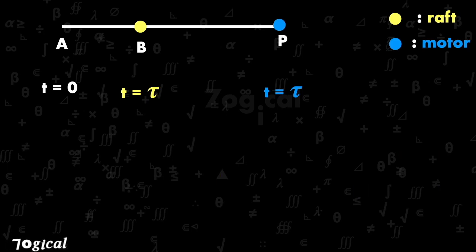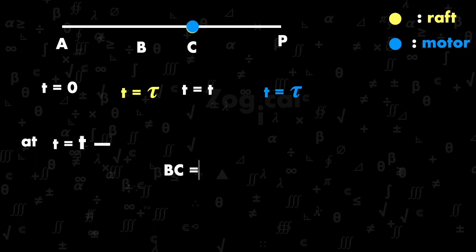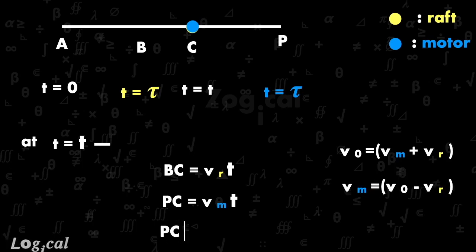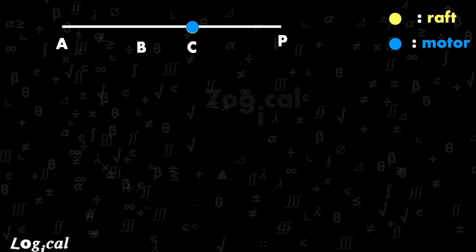After t is equal to tau, motor returns back and they both meet at point C. After time t later, at t is equal to tau plus t, BC is equal to Vr into t and PC is equal to Vm into t. But V0 is equal to Vm plus Vr due to upstream. Then Vm is equal to V0 minus Vr. Now PC is equal to (V0 minus Vr) into t. So we get two other equations, BC and PC. Now we have these four equations.